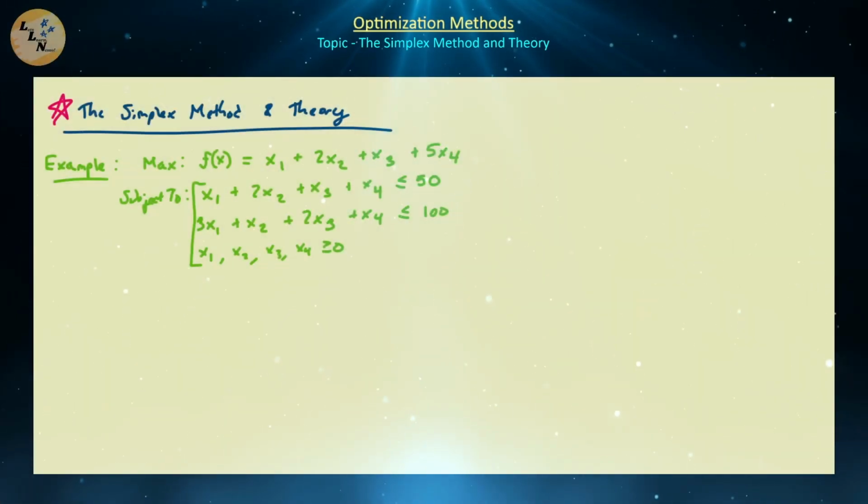Today we're going to continue our exploration of the simplex method, which is one of the most famous techniques and algorithms used to solve linear programming problems. So let's assume that you're interested in working with this particular linear programming problem, where we seek to maximize the functional f of x equal to x1 plus 2x2 plus x3 plus 5x4, subject to these two constraints: x1 plus 2x2 plus x3 plus x4 is less than or equal to 50, and 3x1 plus x2 plus 2x3 plus x4 is less than or equal to 100, with x1, x2, x3, and x4 all restricted to be non-negative.